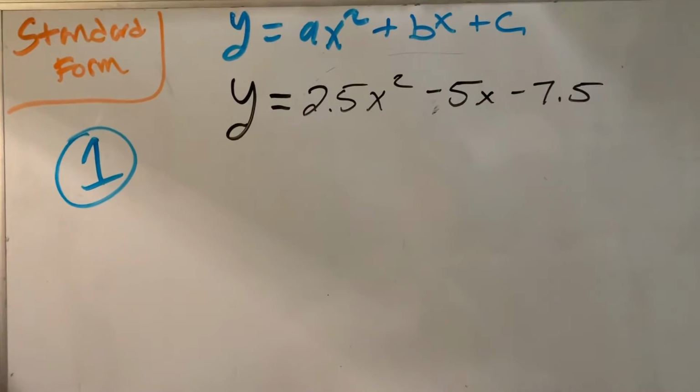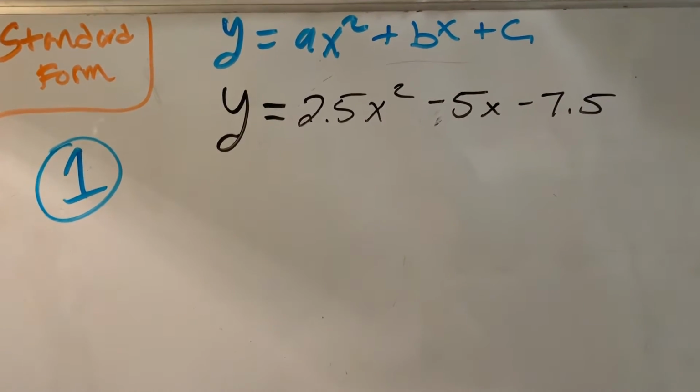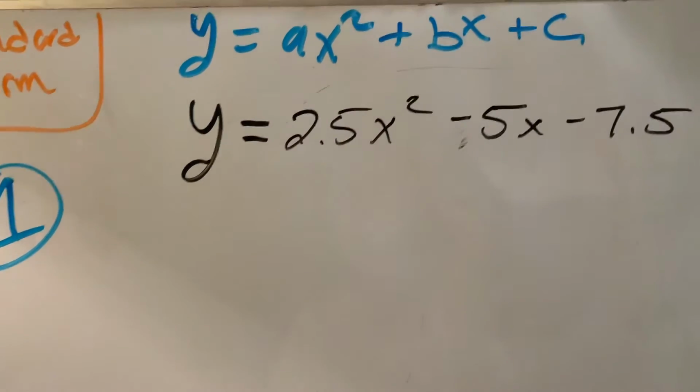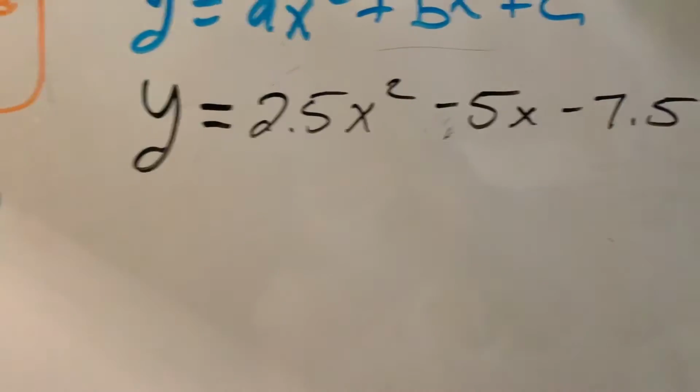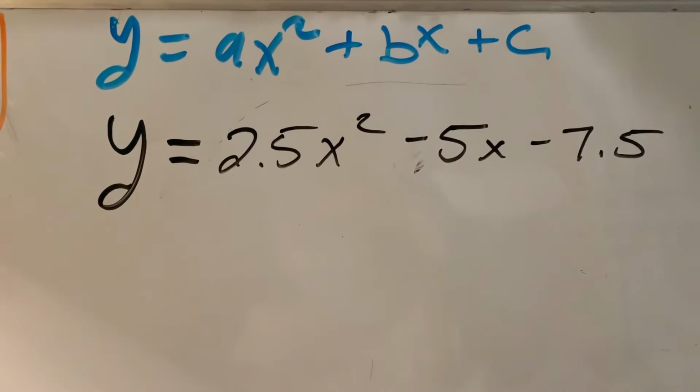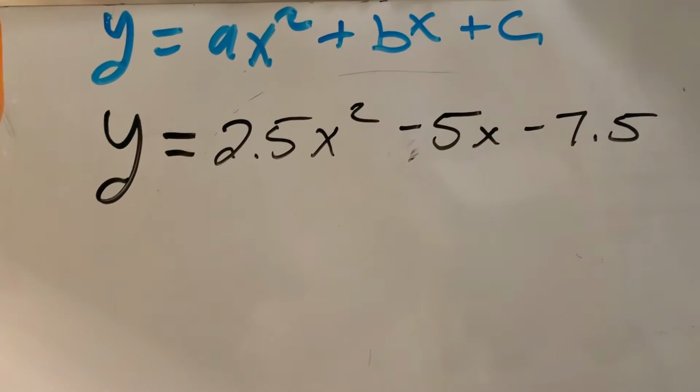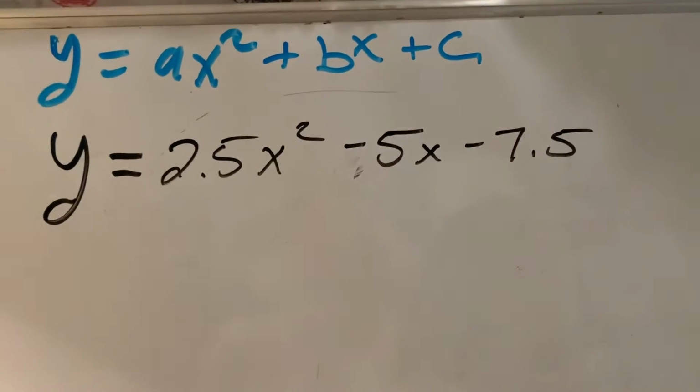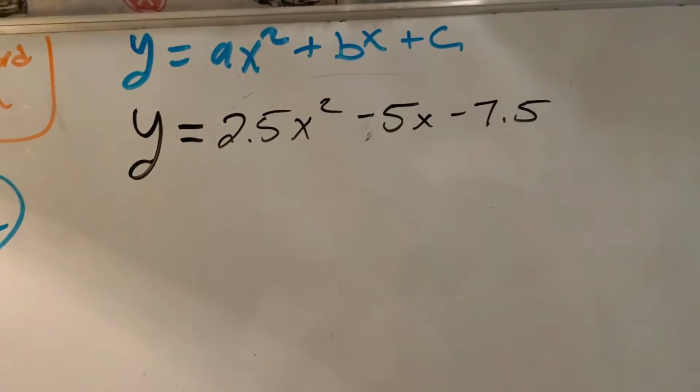All right, step 1 for standard form. We're basically writing the equation here once again as the other two. So our standard form is y is equal to ax squared plus bx plus c. So we have y is equal to 2.5x squared minus 5x minus 7.5.